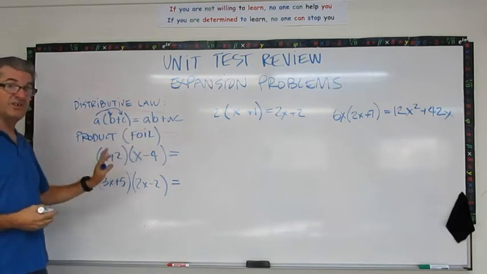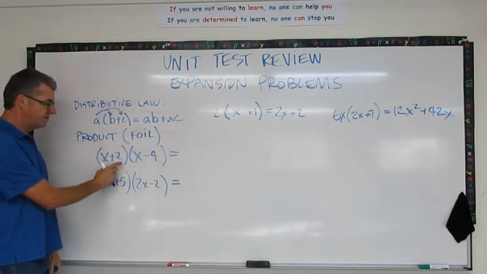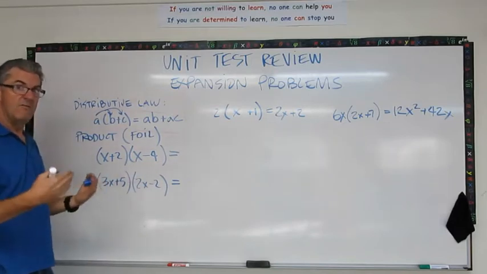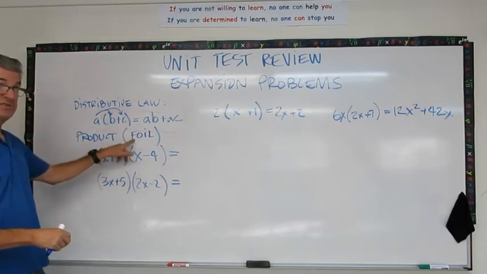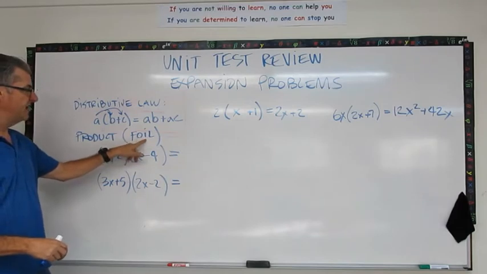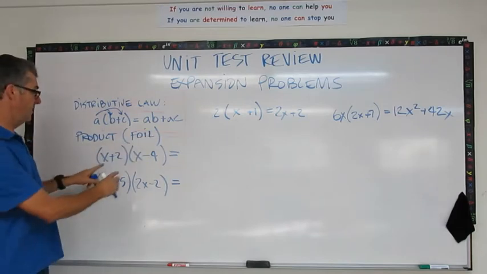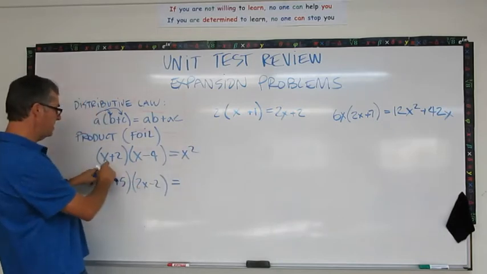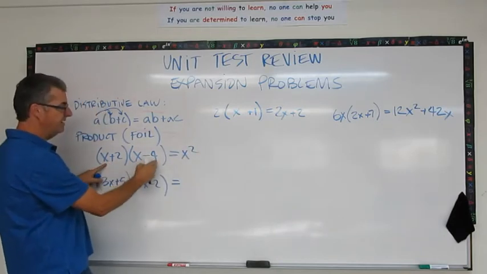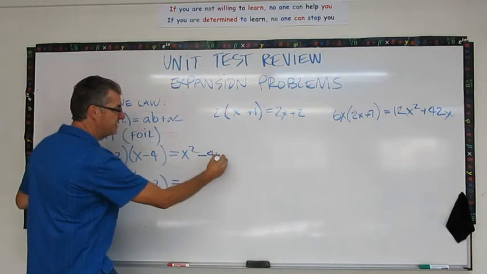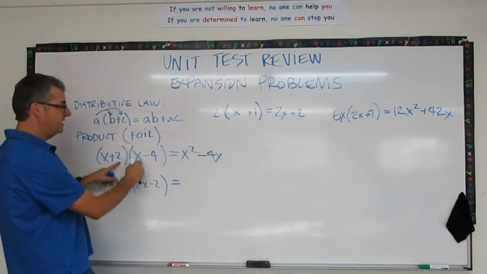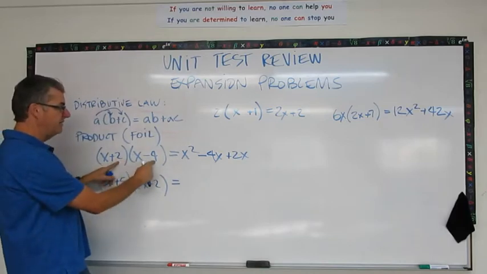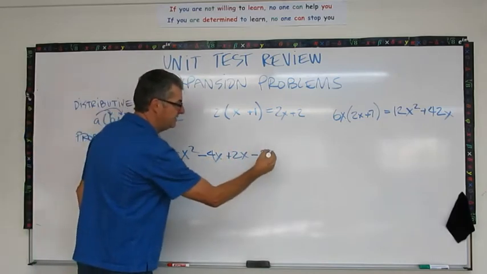This is a really nice go-to for solving situations where you have one binomial times another binomial. Remember, FOIL stands for first, outside, inside, last. So first, multiply the 2 x's, I get my x squared. Outside, my x times my negative 4, that's minus 4x. My inside, 2 times x is plus 2x. And my last is 2 times negative 4 is negative 8.